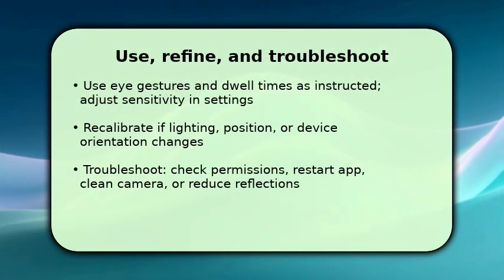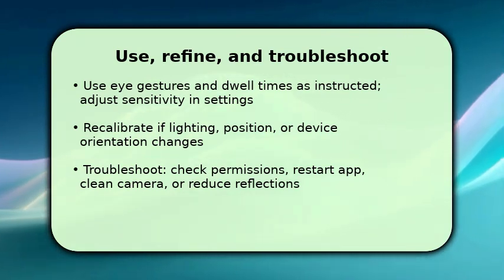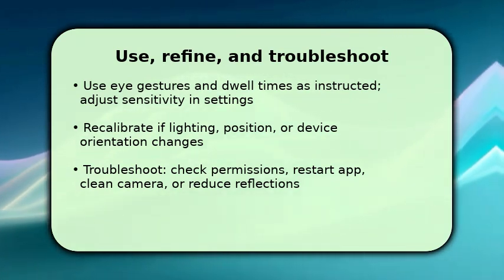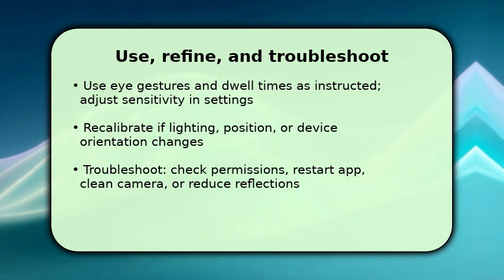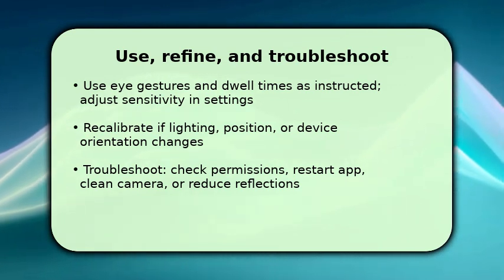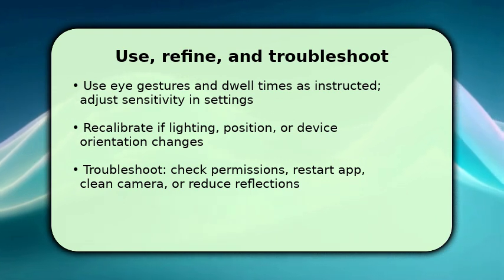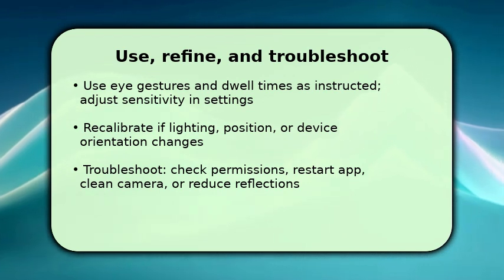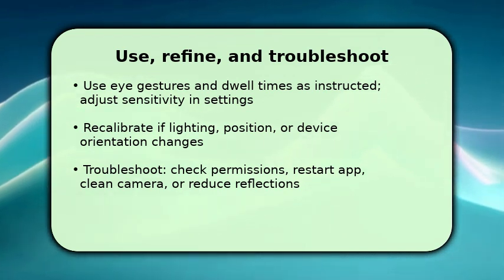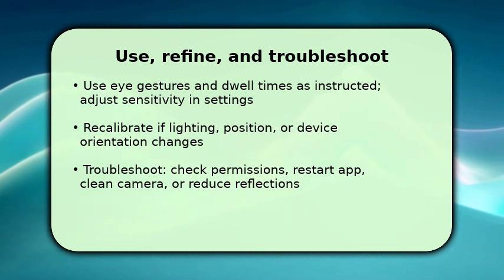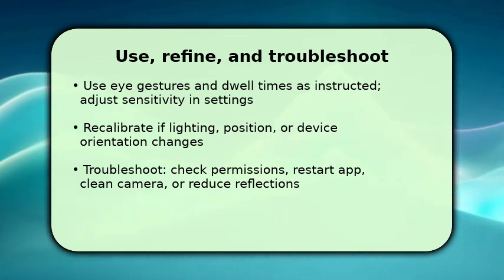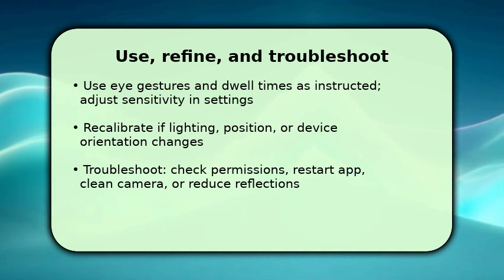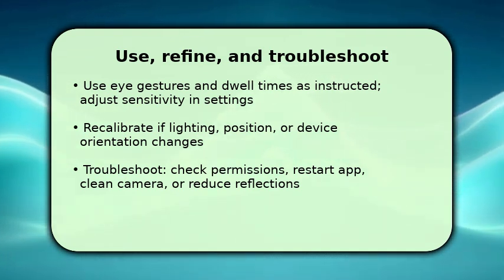Finish by integrating the tracker into your workflow and knowing one key troubleshooting path. Use eye gestures, dwell selection, or pointer modes per the app. Adjust sensitivity and calibration offsets in settings to match comfort. Make sure to recalibrate when lighting or phone position changes. If tracking degrades, first check camera and sensor permissions, restart the app, and wipe the lens. If that fails, reduce reflections or retake calibration in consistent lighting. These final actions keep the tracker accurate and usable long-term.